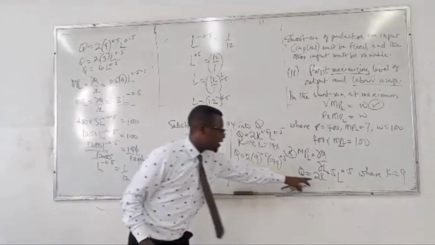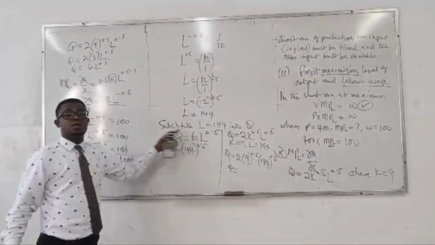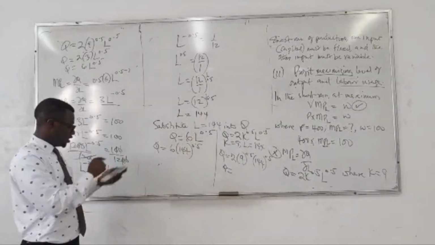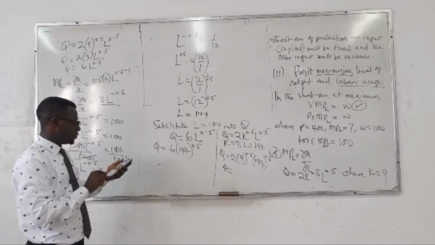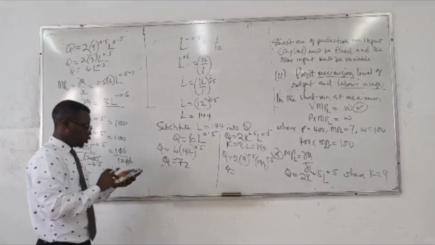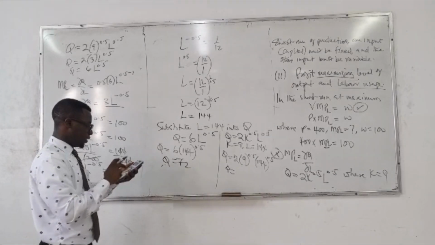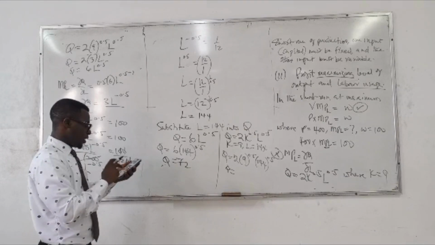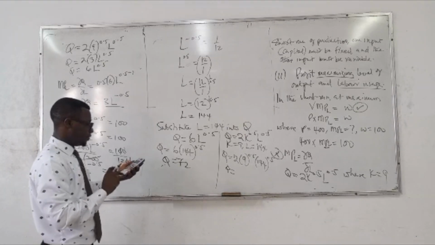Here, since I have K already, I can pick this one instead of L. Here I already have L, I only need the L. So with this first one, I'm going to have 6 times 144 exponent 0.5, which gives 72. Then with the other, I'm going to have 2 into bracket 9 exponent 0.5, then 144 into bracket exponent 0.5.